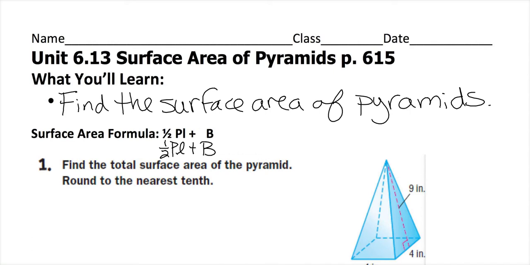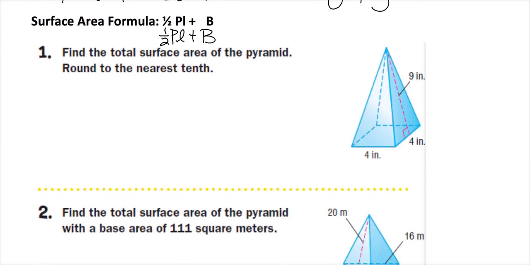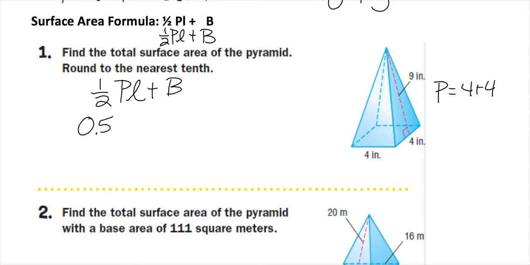All right, so let's take a look here at the first one. These are actually not too bad. I kind of like doing these. They're kind of weird, but they're not too bad. So let's begin here. We have one half P L plus B. We know one half means 0.5, or you can divide your answer by 2 when you're done. We learned from last time, P stands for perimeter. So to find the perimeter, we will do 4 plus 4 plus 4 plus 4, or in this case, 4 times 4, which is 16.